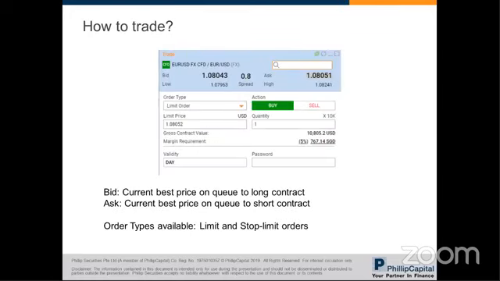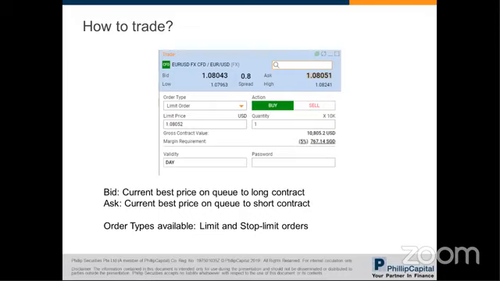So how do you actually trade FX in this case? This is an example of how you can enter a position for the EUR/USD. You can go long or go short, and you have the bid and ask there. For your information, the bid is the best price in the queue for you to long a contract, whereas the ask is the best price in the queue to short a contract.